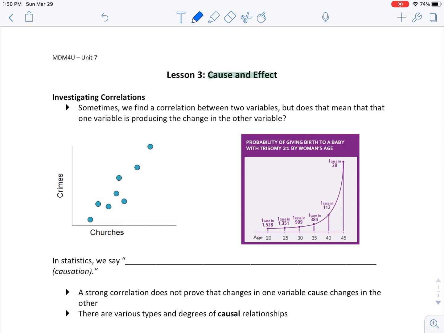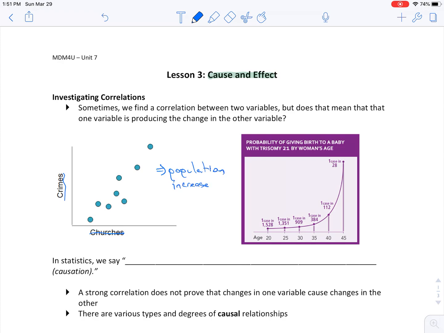So if you look at these couple examples, it says sometimes we find a correlation between two variables, but that does not mean that one variable is producing the change in another variable. For example, in the first graph, churches versus crimes, there's obviously a pretty strong positive correlation, but it doesn't necessarily mean that more churches means more crimes. If you think critically, there's likely some other variable causing an increase in both. And for this one, likely it's just the population increase.